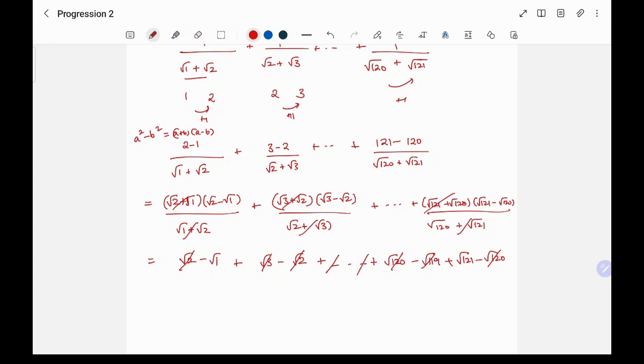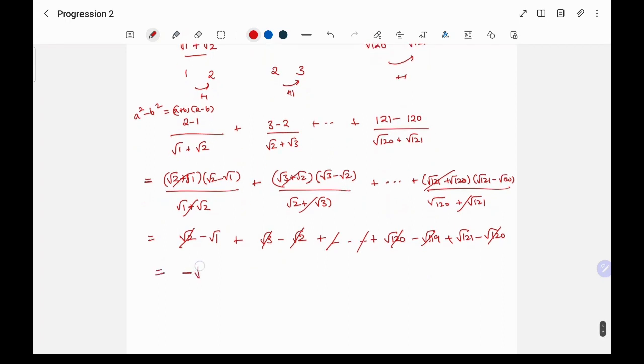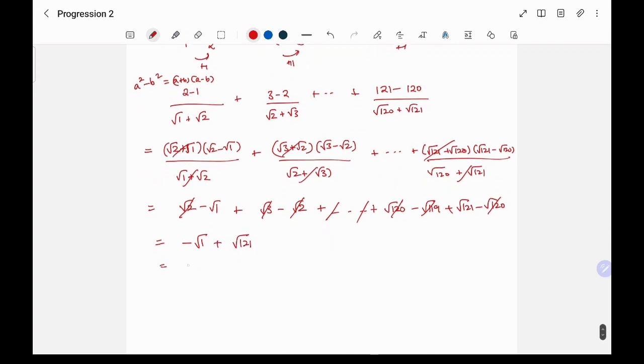Root 119 also will cancel with the previous term. So you'll only be left with minus root 1 plus root 121. So root 1 is 1 itself, and 121 is 11 square. So the root of 121 will give you 11. So the answer is 10.